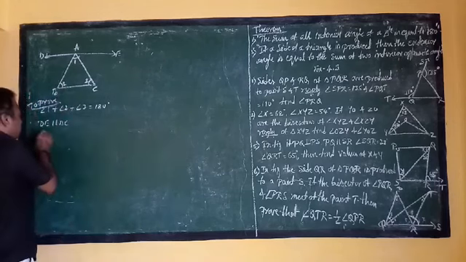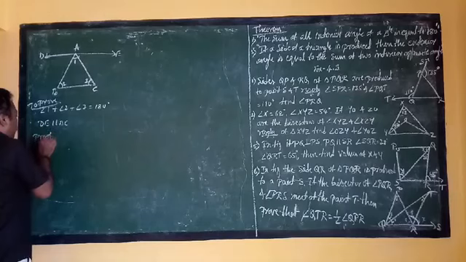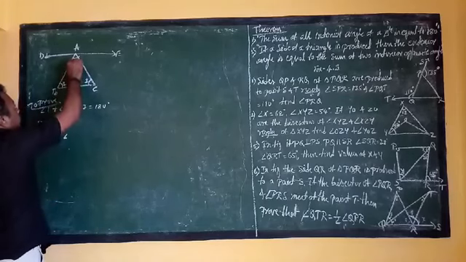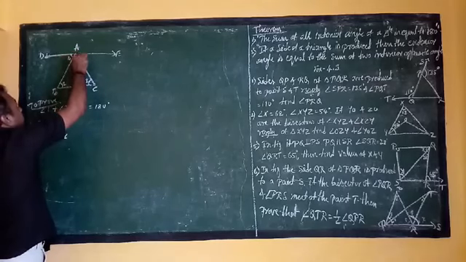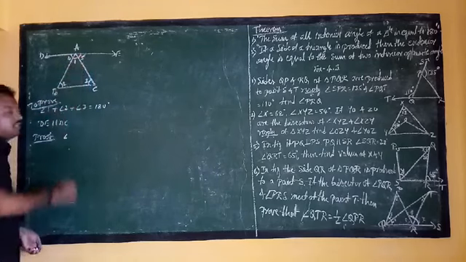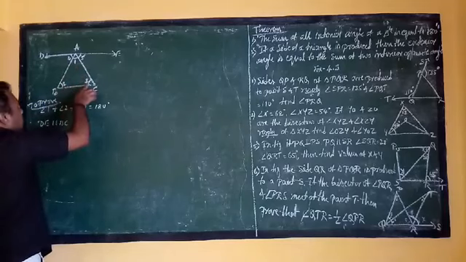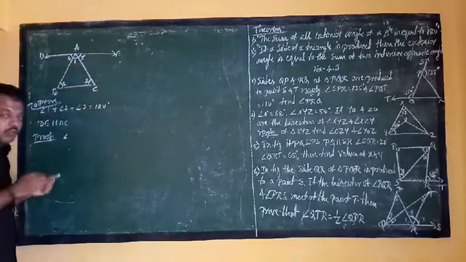Next is the proof. We know that this is angle 1. I will take this as 4 and this as 5. So 1, 2, 3, this is 4 and this is 5, I will take for our reference. Now angle 1 plus angle 2 plus angle 3 is equal to 180 degrees, that is what we want to prove.